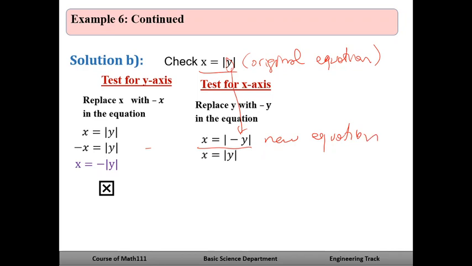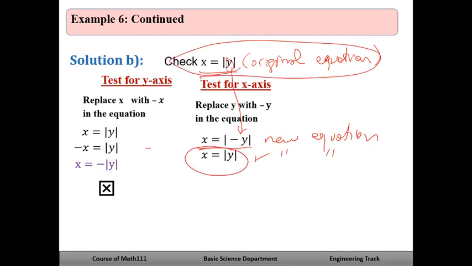Now a property of the absolute value is this, as you know. So this is a property of the absolute value. So we will get this one. So the new equation turns out to be x equal to absolute value y, which is the original equation. So they are the same now. We got the same equations. So we say the test works.